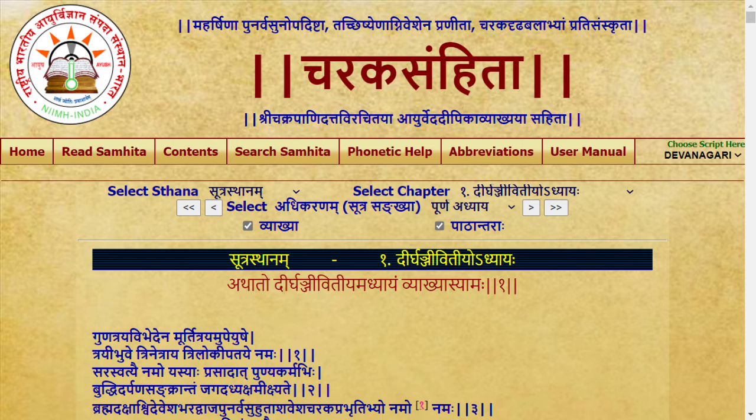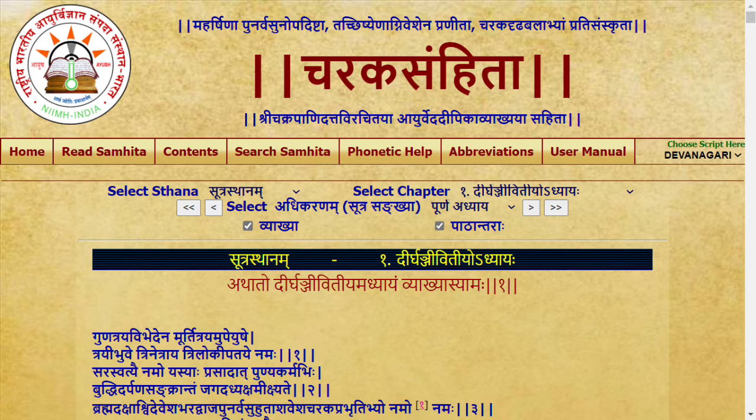I go through the tika. I quote: Gunatraya vibhedena murtitraya mupeyushe trayi bhuve trinetraya triloki pataye namaha. So Chakrapani is making a prayer. He is starting his work by praying to the Lord.